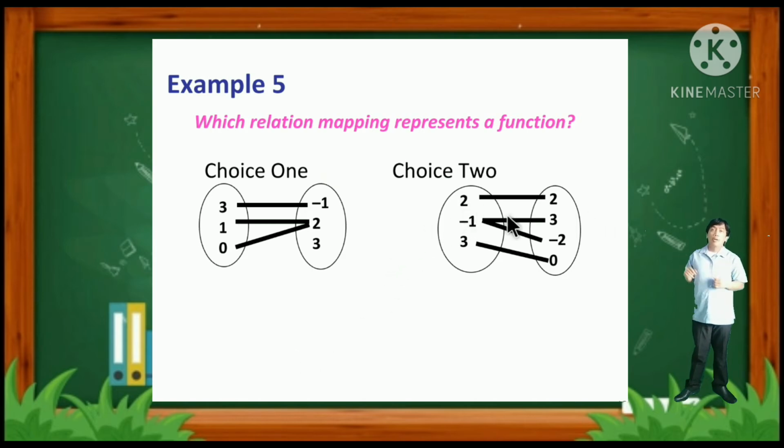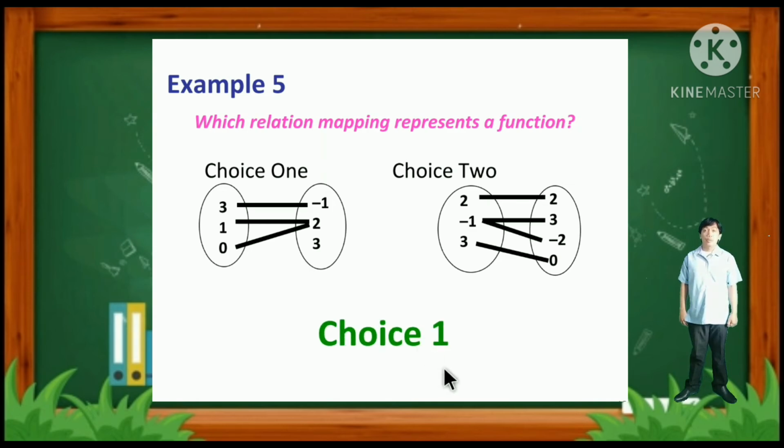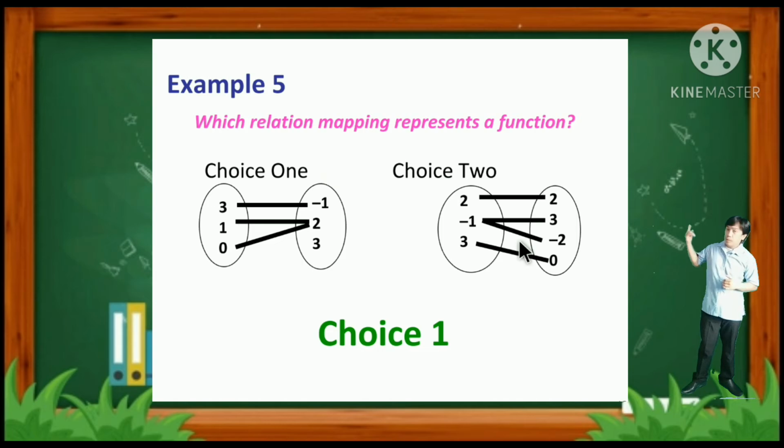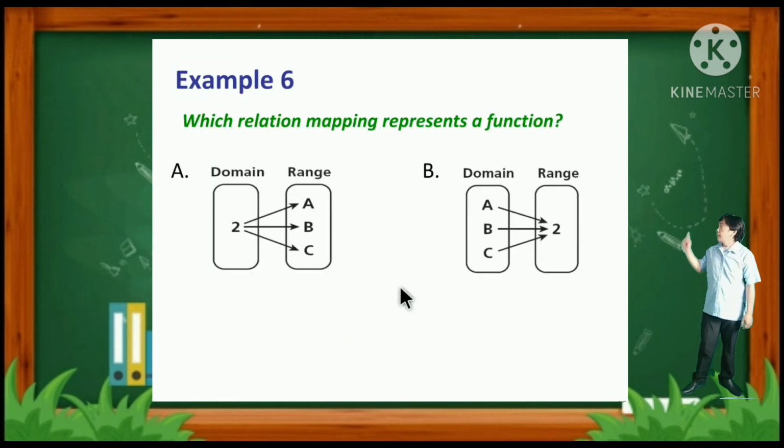Okay? Dito naman tayo sa choice 2. Si 2, ang partner niya, si 2. Si negative 1, ang partner niya si 3. Si negative 1, ang partner niya si negative 2. Okay, so we have noticed negative 1. Okay, siya yung boy. So it was repeated twice. So, let us now try to determine. Okay, so choice 1 is only the function. And choice 2 is not. Simply because negative 1 was repeated already. Okay? Sana naintindihan.